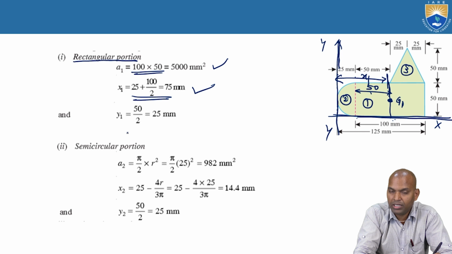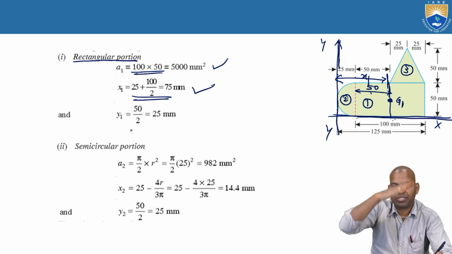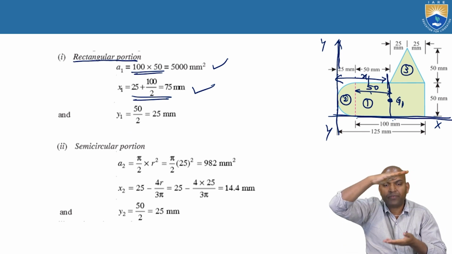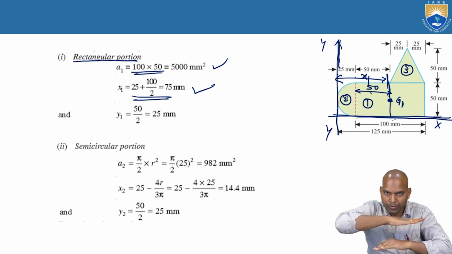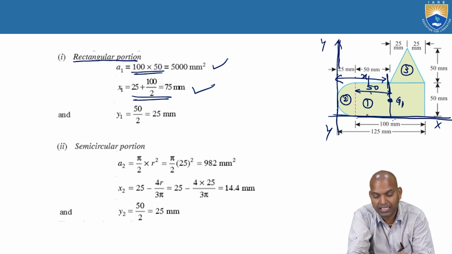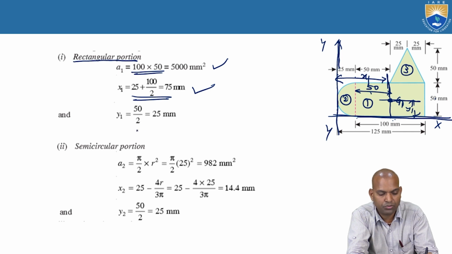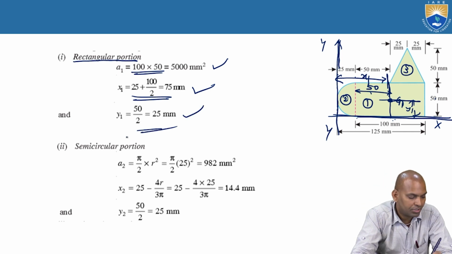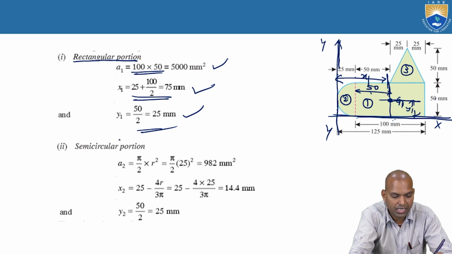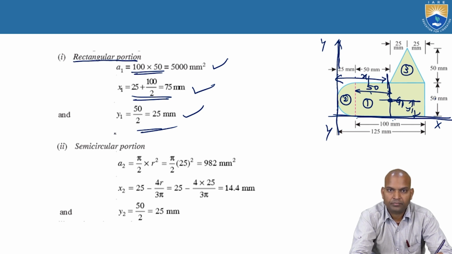What about y1? y1 is the vertical distance, measured from the horizontal reference axis XX to the centroid. That is 50 by 2, which is 25 millimeters. So x1 and y1 are found. Now the rectangular portion is completed.